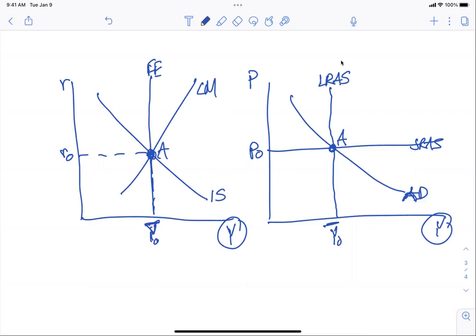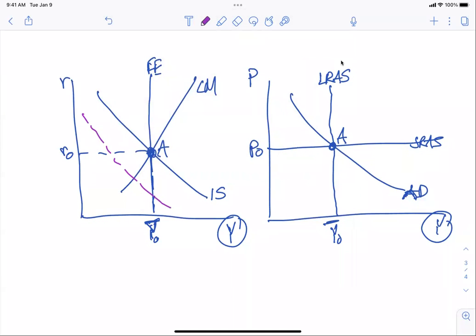You said the IS curve shifts to the left. Correct for this model. So we end up at B. Real GDP, actual GDP, is less than potential GDP. Think about potential GDP as the potential supply in the economy. We'll do it over here on the other graph. It's the supply. Aggregate demand shifting to the left.